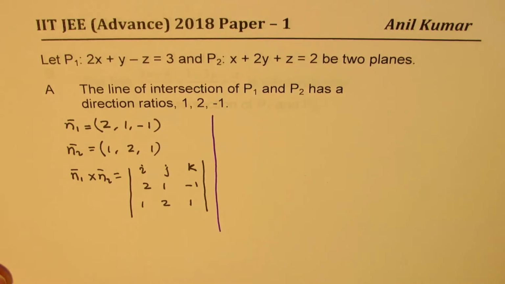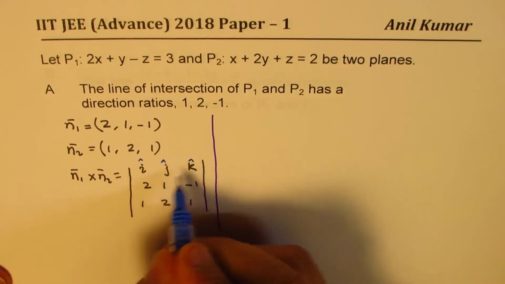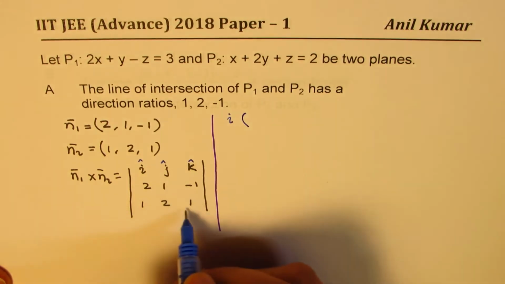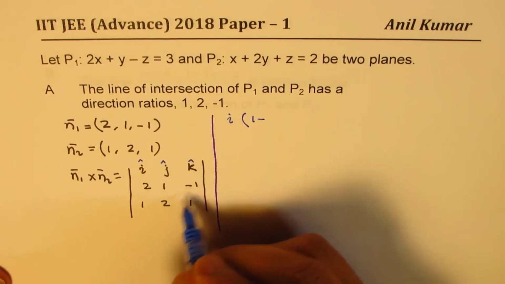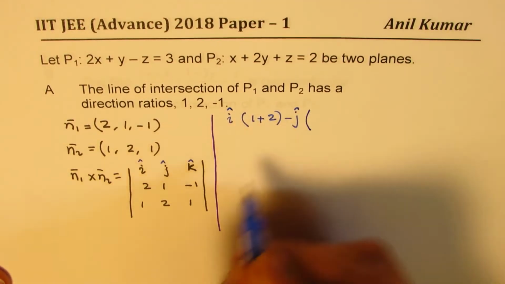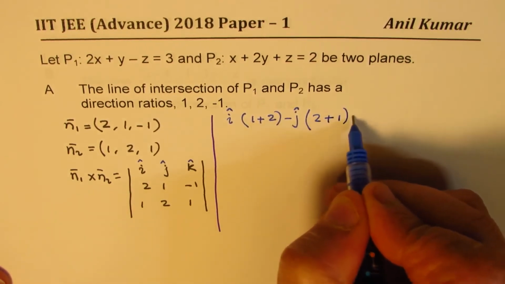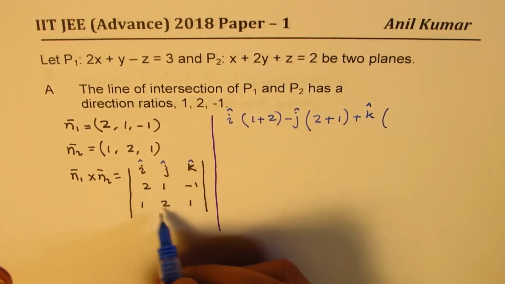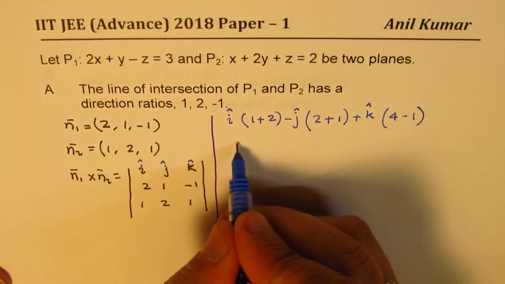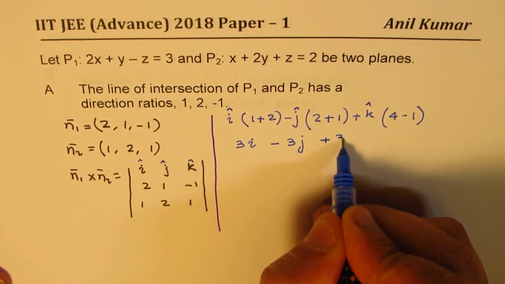You can actually pause the video, answer this question, then look into my suggestions. Normally we write these with cap, we say i cap. So I'll just say the unit vector i. 1 minus of this becomes plus 2, minus j cap. So 2 times, and this is minus, so that becomes again plus k. And 2 times 2, 4 minus 1. So that gives you 3i minus 3j plus 3k, correct?